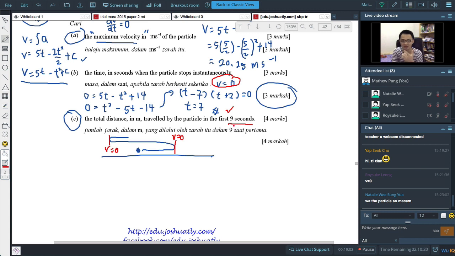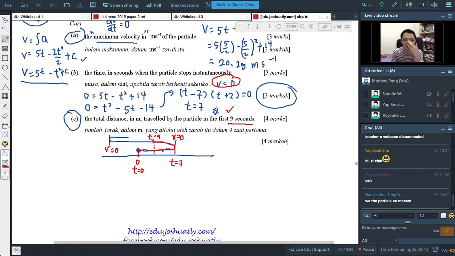If the particle starts from the origin, the time will equal 0. Then the particle will move until v equals 0, time will equal 7. Then the particle will make a U-turn and stop somewhere here, maybe, I don't know, when the time equals 9. Then I need to find the total distance, that means from 0 to 7, and then from 7 to 9. So this is the total distance I will need to find. But of course, the particle does not necessarily have to move right-hand side first. The particle can move left-hand side also. But it doesn't matter. What matters here is you need to find the distance.